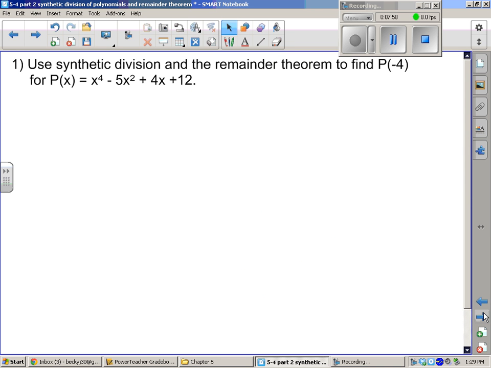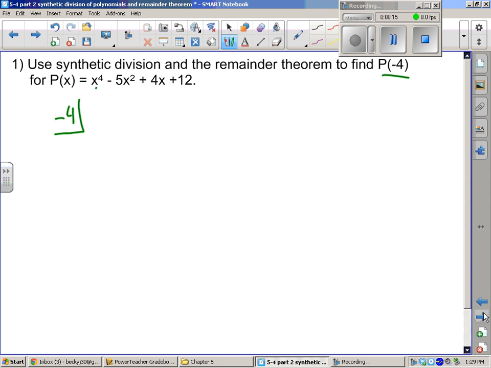So, you want to try one? I do. Okay. So p of negative 4, all that's telling me is that goes in the box. And also what kids want to do sometimes is they want to change the sign. When it's remainder theorem, you just put that right in the box.